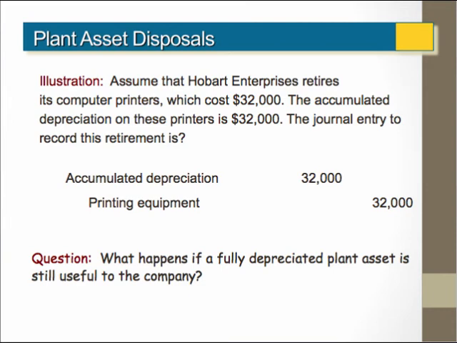So here's an illustration. Assume that Hobart Enterprises retires its computer printers, which have a cost of $32,000, and its accumulated depreciation is $32,000. We would take it off the books by debiting the accumulated depreciation for $32,000 and crediting printing equipment for $32,000. The equipment was fully depreciated, there was no salvage value, so therefore no loss.